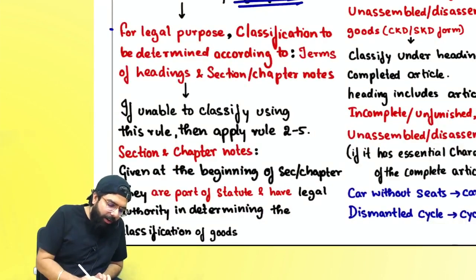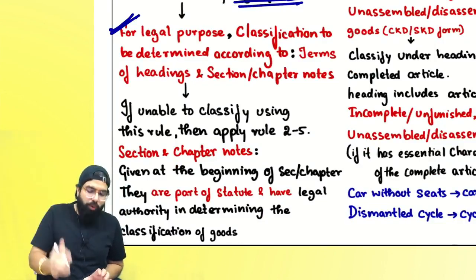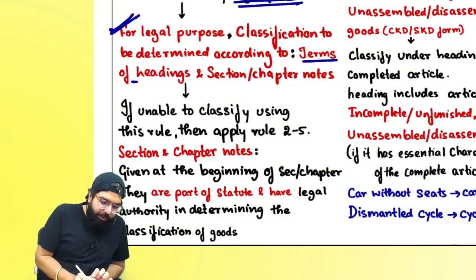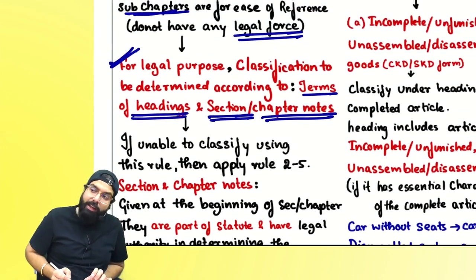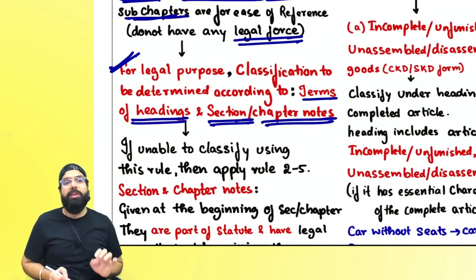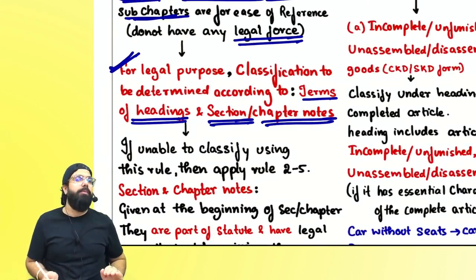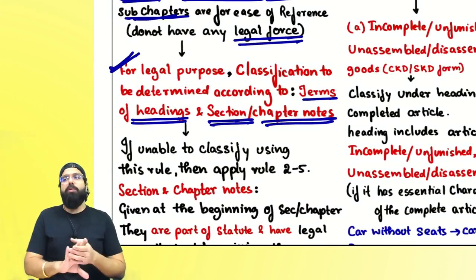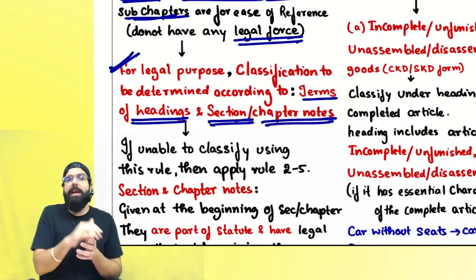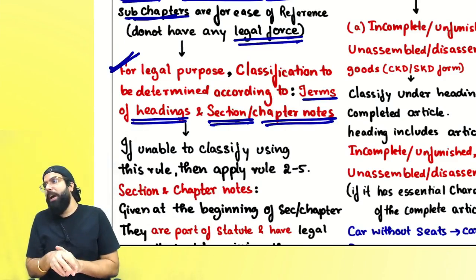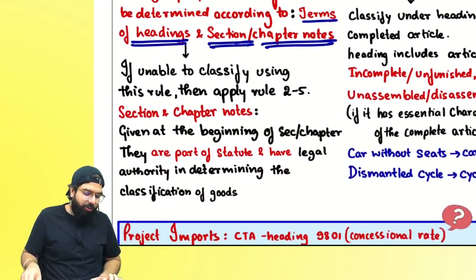When you are doing classification for legal purposes, please always remember you have to do classification by reading the terms of the heading, section or chapter notes because they have legal force, they are part of the statute. Are we clear everyone? Remember for exam, when they ask you rule number 1, you have to say that classification is to be done as per the terms of the heading and as per chapter notes and section notes because section notes and chapter notes are part of the statute.